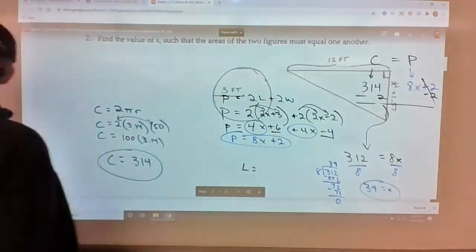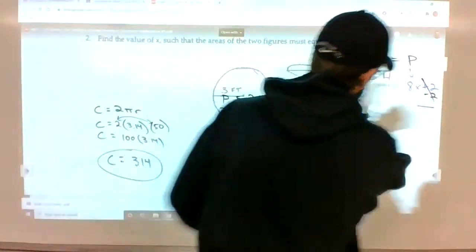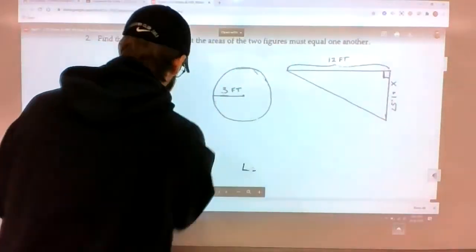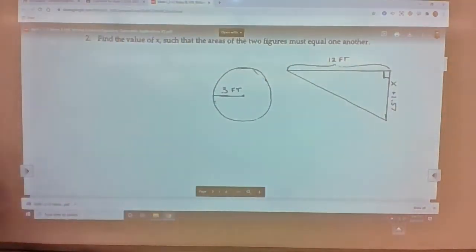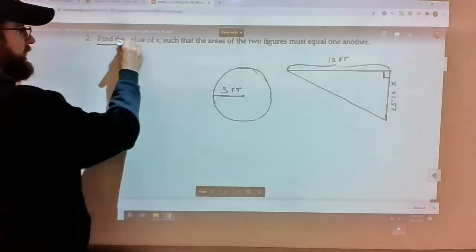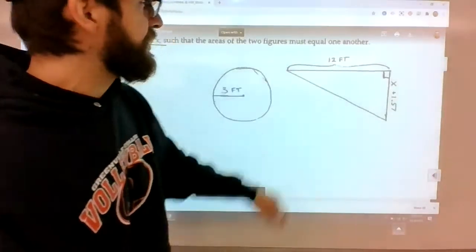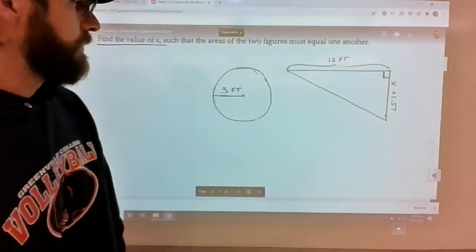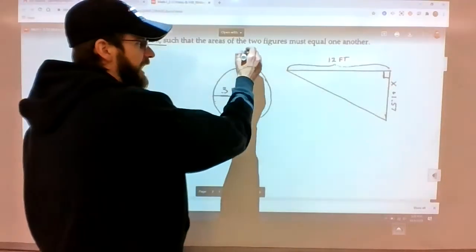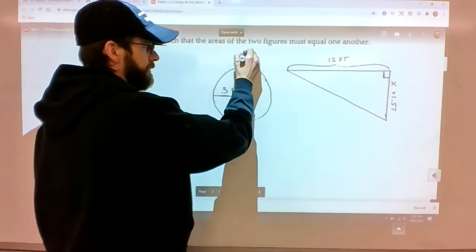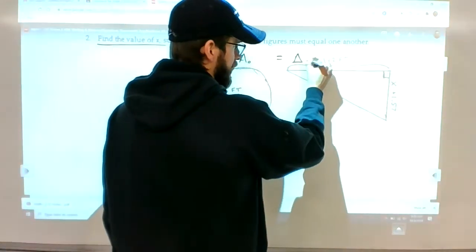Check out number 2. This one again says find the value of x, but it says such that the areas of the two figures must equal one another. So we're basically saying the area of the circle must equal the area of the triangle.